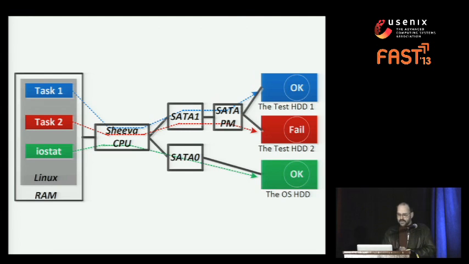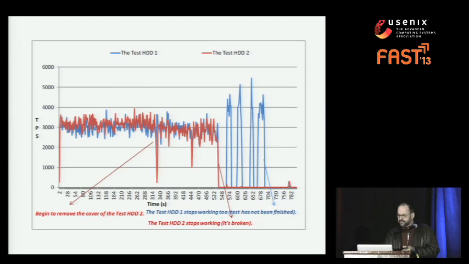That was the expected failure mode. The next test was to put a SATA port multiplexer between the controller and the drive. So now we have our test drive, the drive we're going to fail, and the drive we're not going to fail on the same controller. In this case, we got a very different result. Again, this is reproducible. This is just one of the diagrams. We had many, many diagrams, of course.